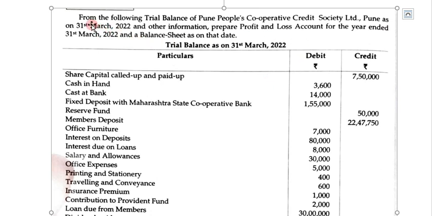The question is, from the following trial balance of Pune People's Cooperative Credit Society Limited, Pune, as on 31st March 2022 and other information, prepare profit and loss account for the year ended 31st March 2022 and balance sheet as on that date. So this is the trial balance of Pune People's Cooperative Credit Society. So we have to prepare what? We have to prepare profit and loss account and balance sheet as on 31st March 2022.